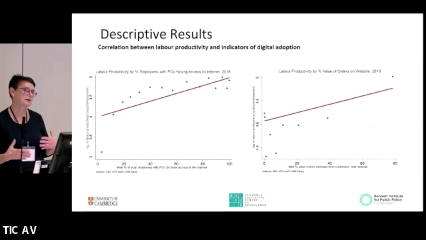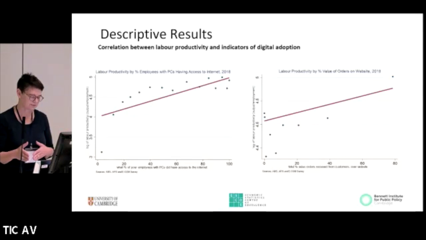This is the correlation between labor productivity and the proportionate use of different digital adoption indicators. So the left-hand panel here is employees who got access to the internet at work, and the right-hand panel here is what proportion of the values of the orders for your company come through the website. And across all of the indicators, there's a positive correlation. And so firms that use more of these different digital measures have higher labor productivity. So that's one of the basic descriptors.